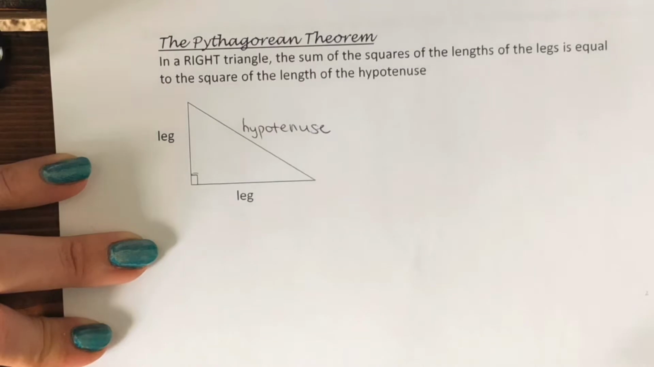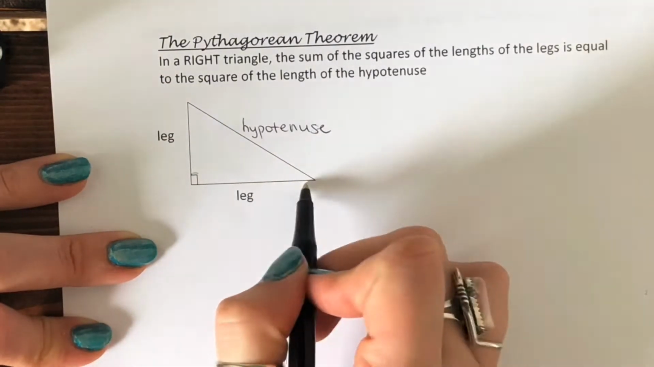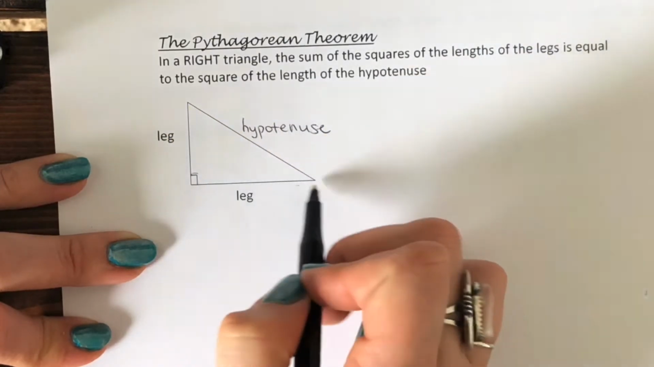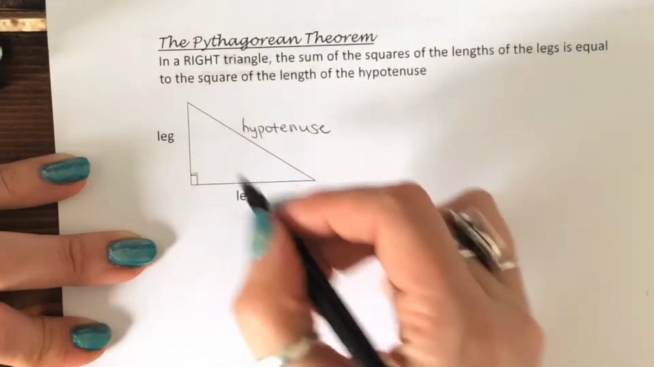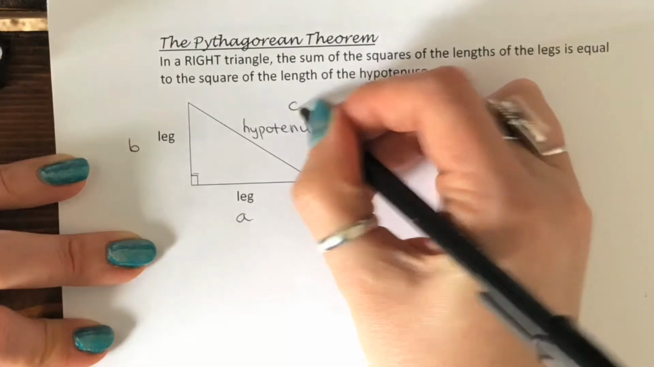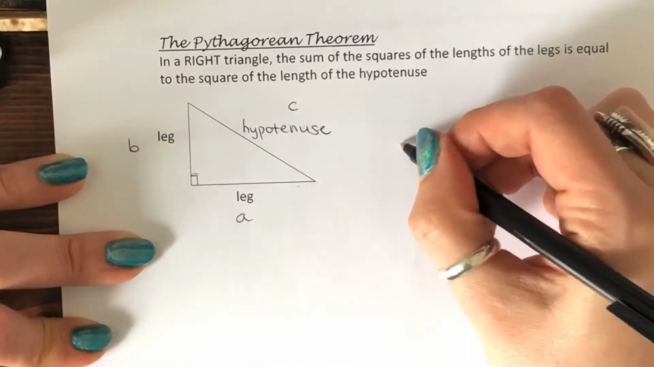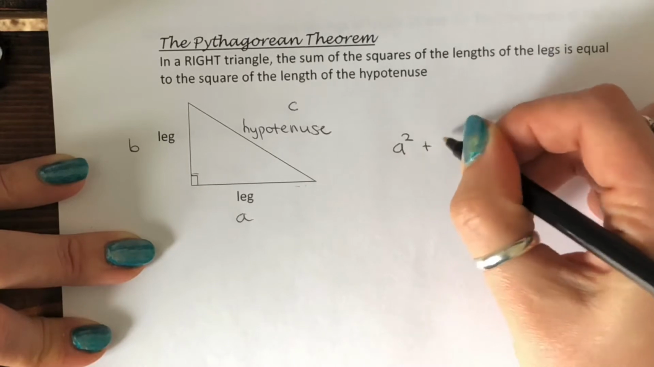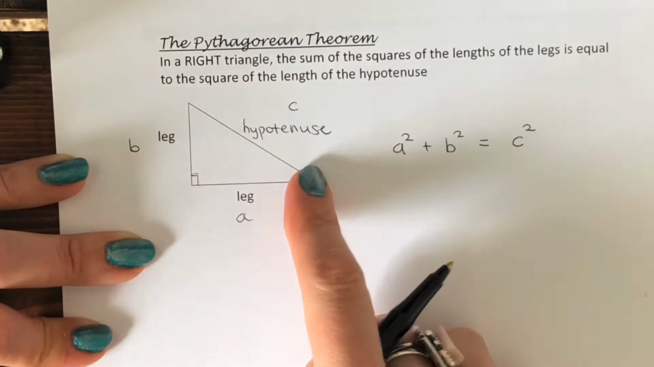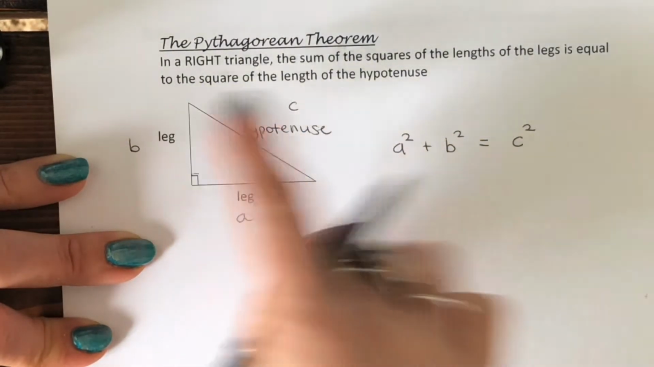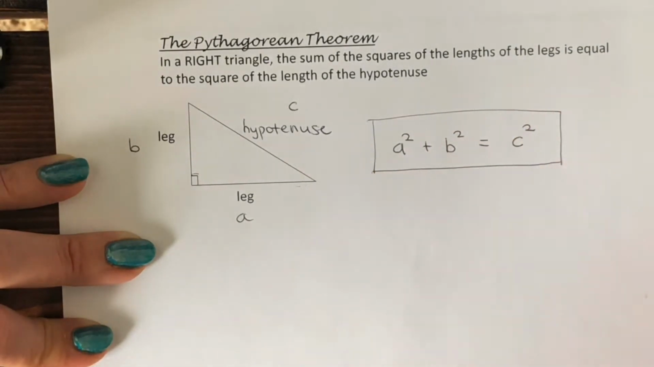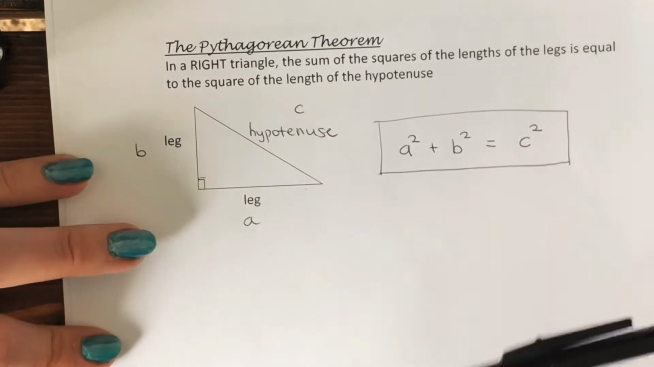So what Pythagoras found is that if you take both of these shorter legs and you square them and add them together, it equals what the long side squared is. So let's say I call this leg A and this leg B, and I call my hypotenuse C. What that's saying is if I take A and I square it and I add to it B squared, it's going to equal C squared. So this leg squared plus this leg squared will equal this leg squared right here. And this is the Pythagorean Theorem, which we will use quite a bit. It shows up on the ACT over and over and over again.